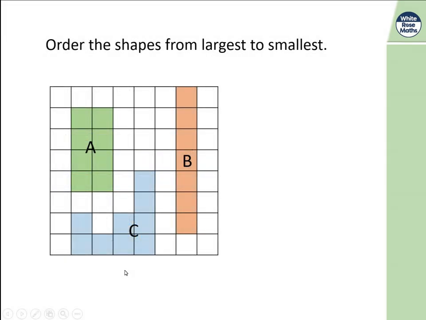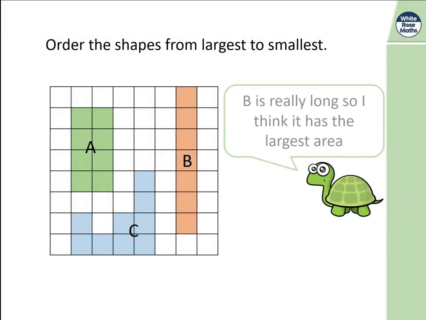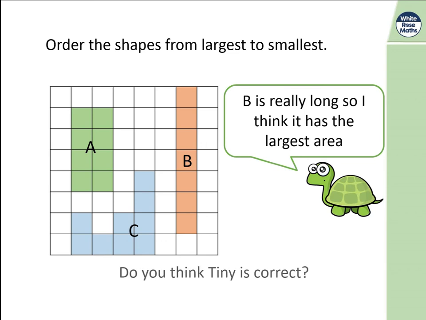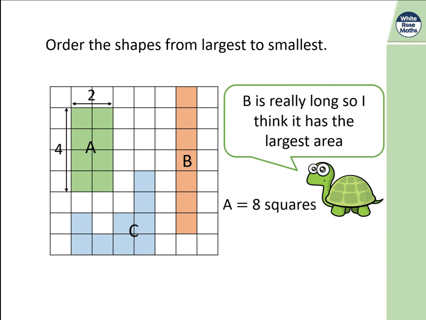Order the shapes from largest to smallest. Hello, Tiny. Tiny says B is really long, so I think it has the largest area. Do you think Tiny is correct? Pause the video and have a think. How did you do? So shape A is 2 in a row and 4 in a column, so it's 8 squares. 4 times 2 equals 8.